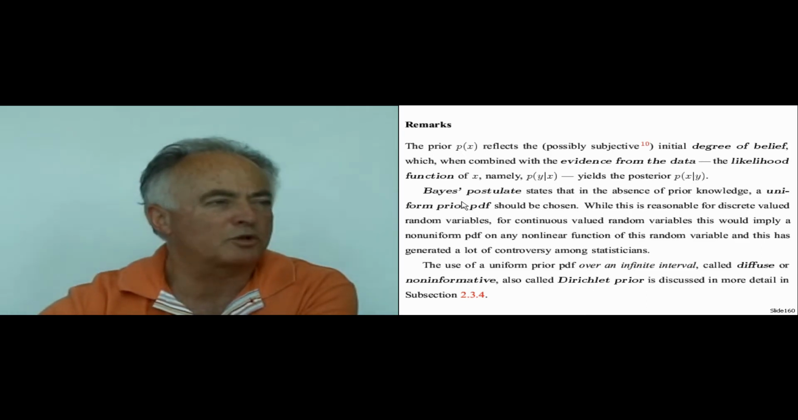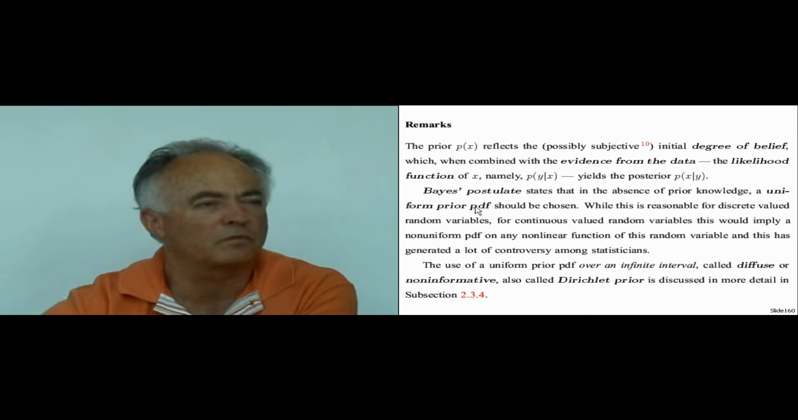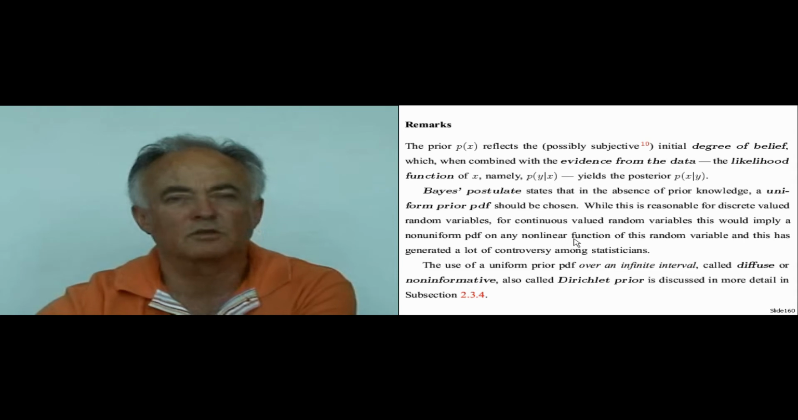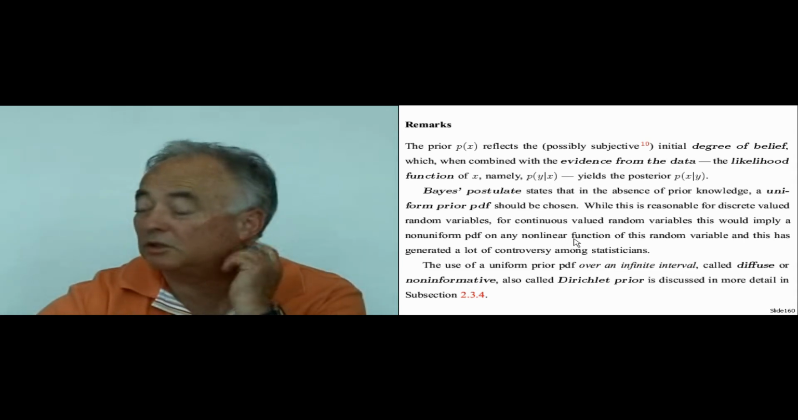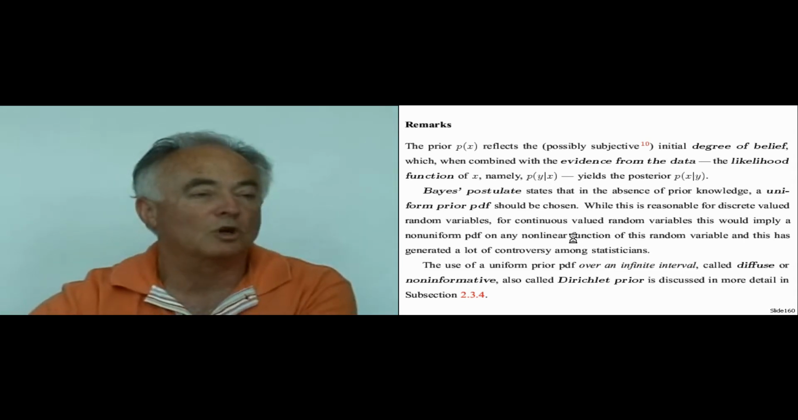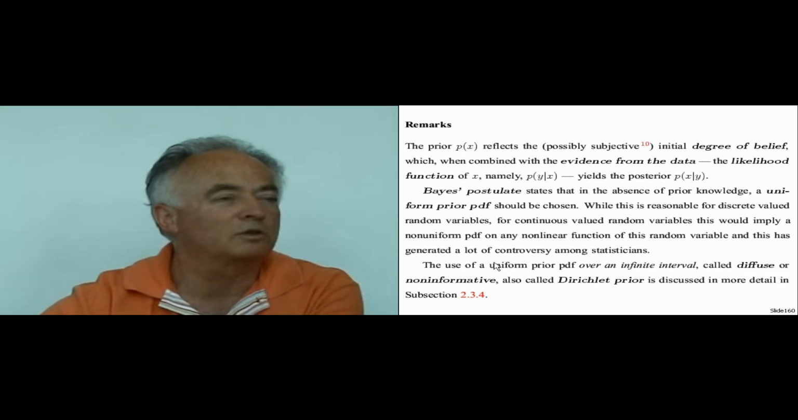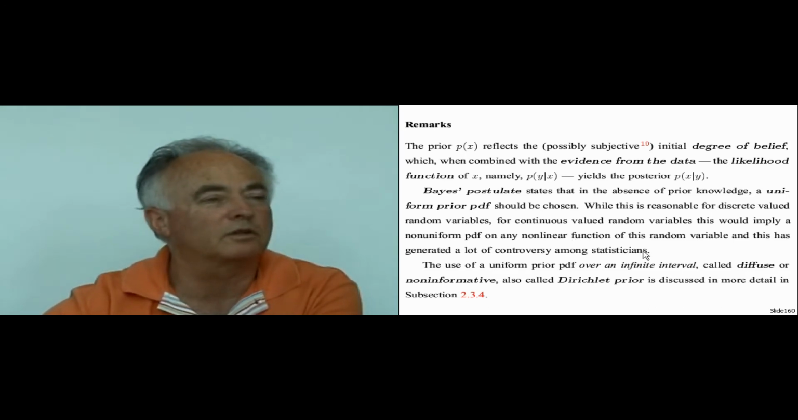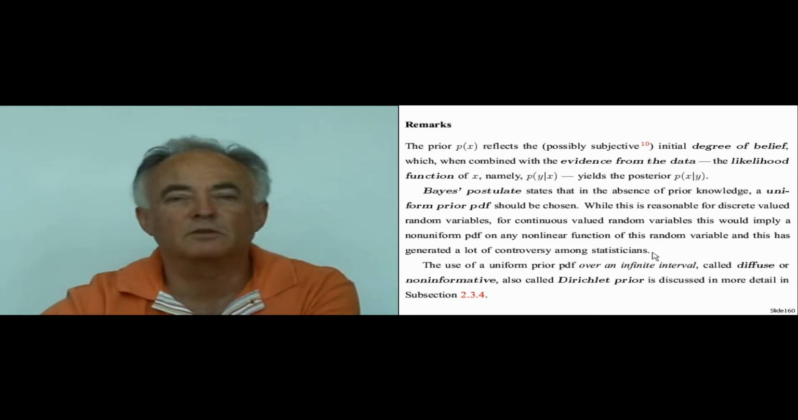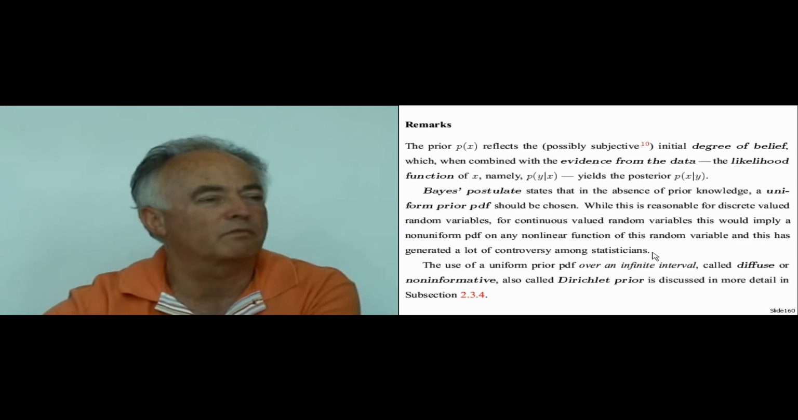Now, Bayes' postulate states that in the absence of prior knowledge, we should use a uniform prior PDF. This is reasonable for discrete valued random variables. For continuous valued random variables, this would imply a non-uniform PDF on, say, x squared: if you have a prior on x that is uniform, on x squared it turns out it is not uniform. So there is some controversy among statisticians, but I don't believe it is of much consequence for us.